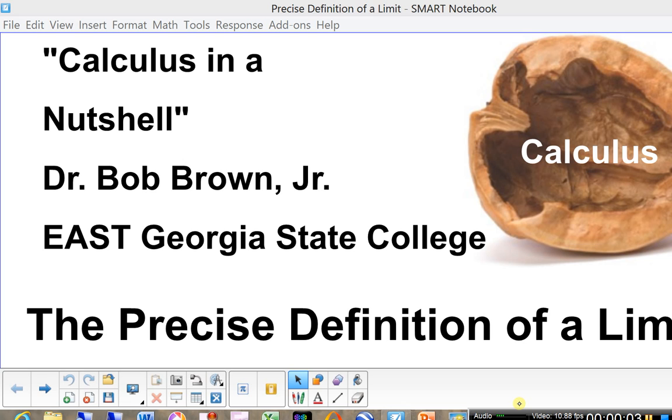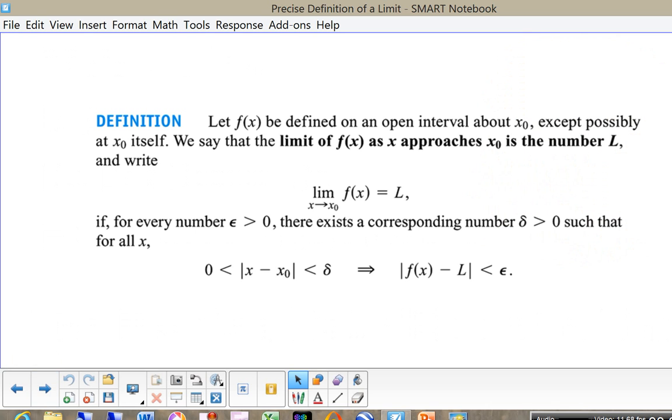In this short video, we're going to talk about the precise definition of a limit. Previously we calculated a lot of limits, and you all have a very good intuitive feel about what a limit is. In this particular video, we're going to talk about a more precise definition of a limit. Before we define it, we're going to define some symbols.